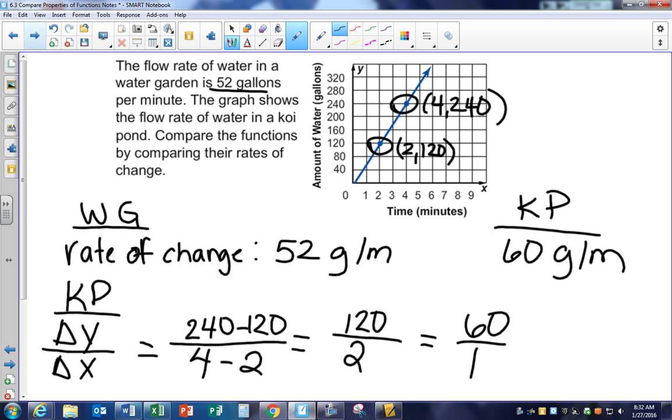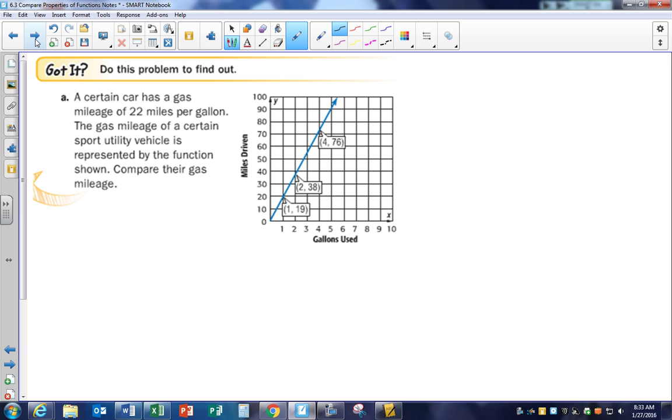So 52 compared to 60, well, we know that 60 is greater. So the koi pond has a greater flow rate of water than the water garden. Let's see if you can give it a try. Pause now and do this Got It problem. Remember, compare the function in the problem to the graph and find out which one has a larger rate of change. Pause now.